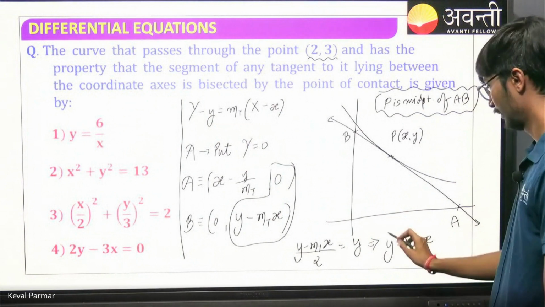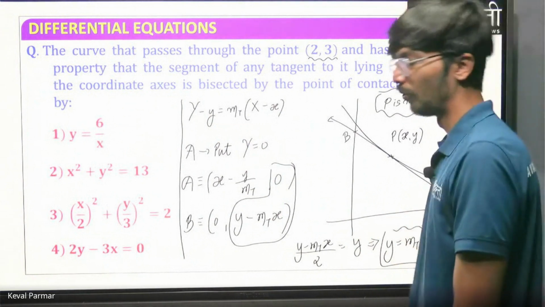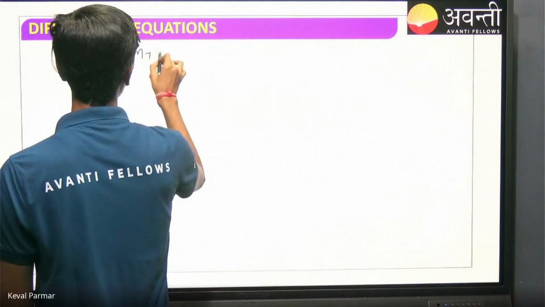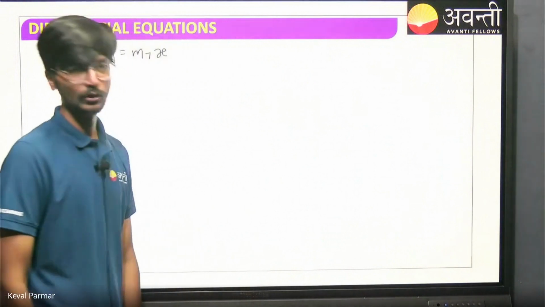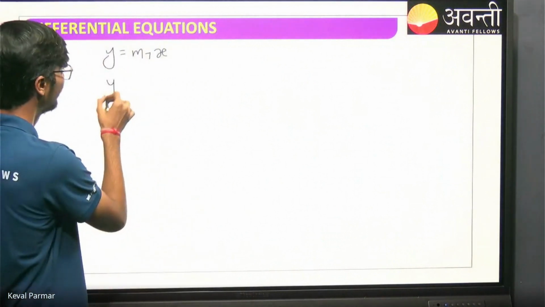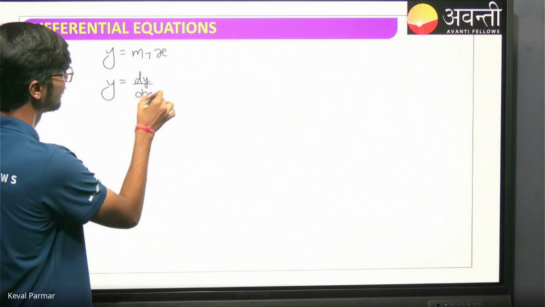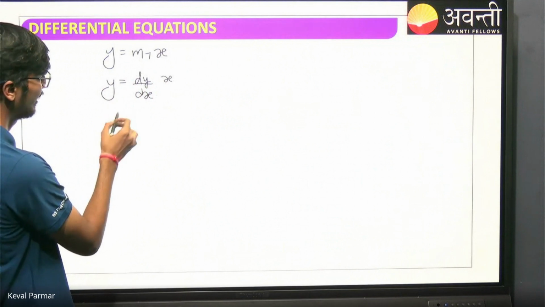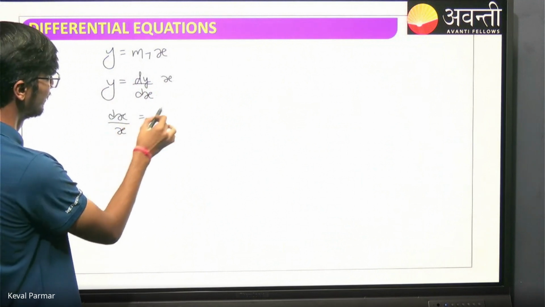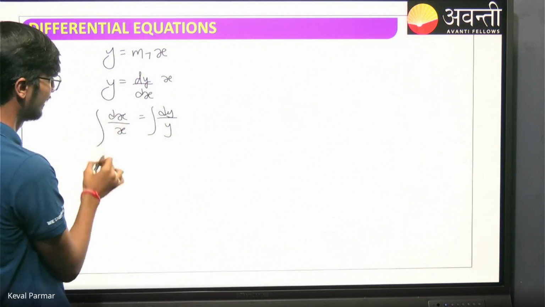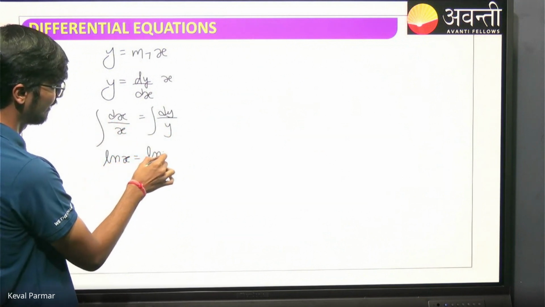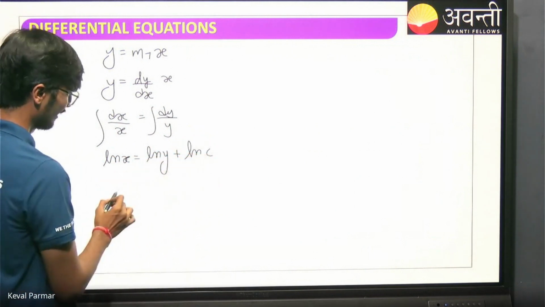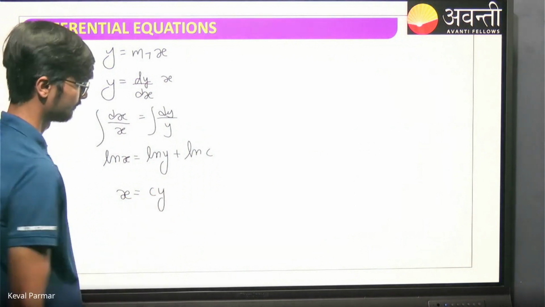I got this. So y is equal to mt x, where mt is the slope of tangent. How do we get the slope of tangent? It's an application of derivatives: dy by dx. So y equals dy by dx into x. Simple variable separable. So I'll get dx upon x is equal to dy upon y. Integrate both sides: ln x is equal to ln y plus ln c. So I get x equals cy.